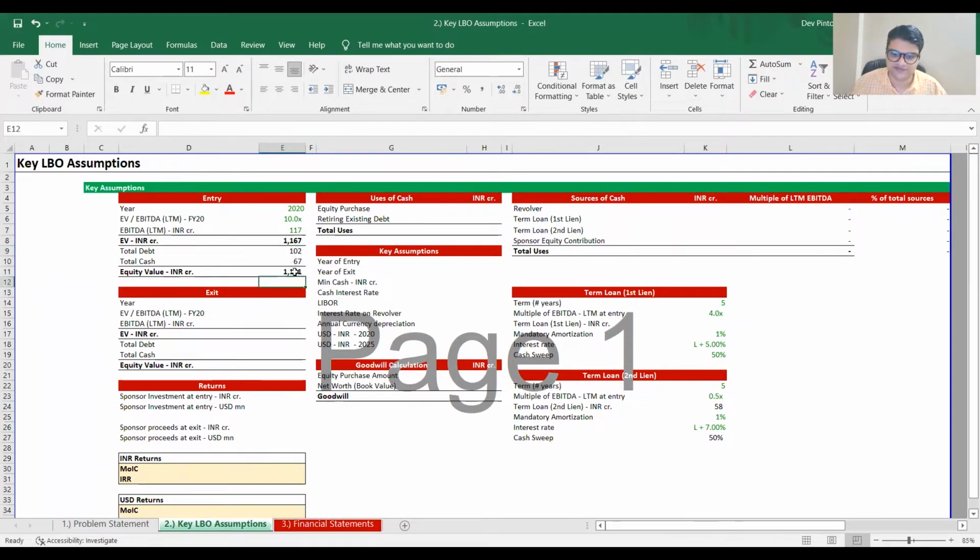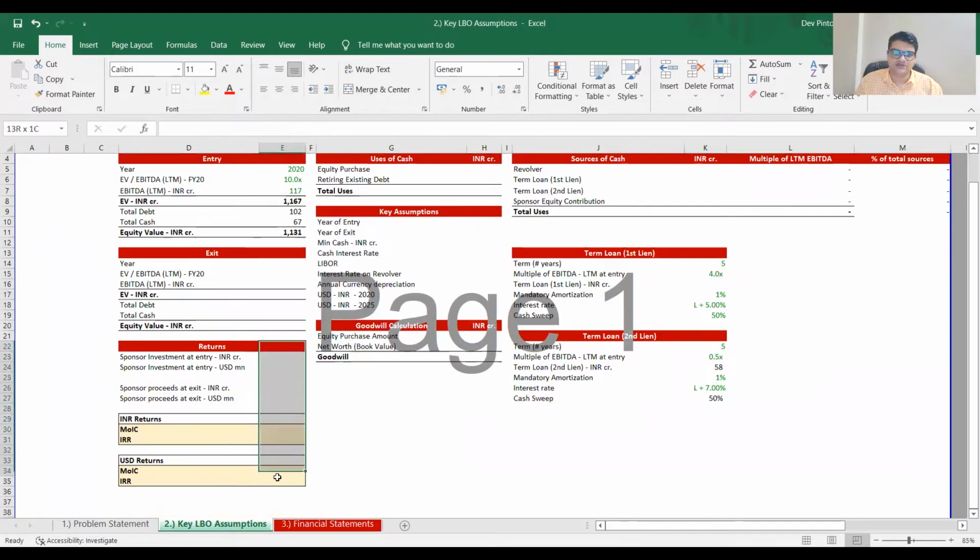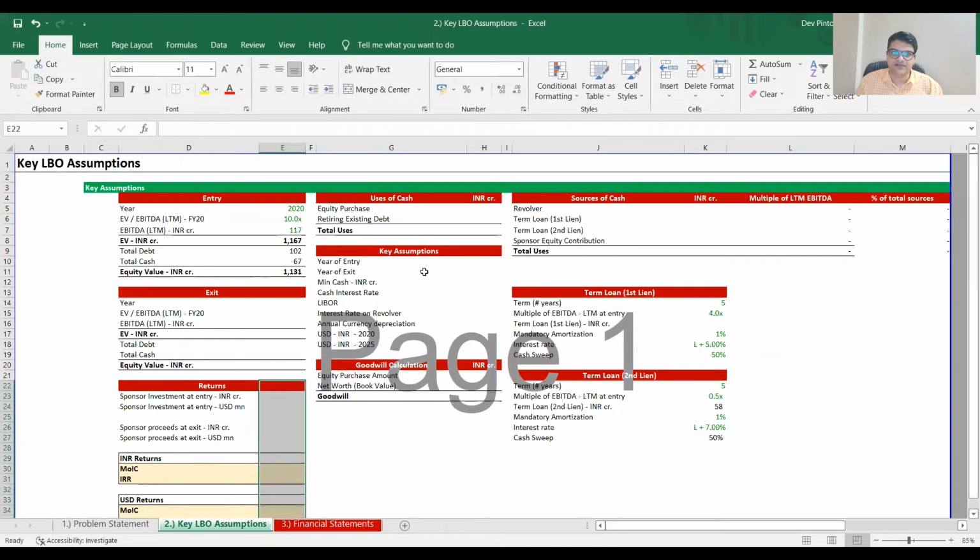Now, equity value will be enterprise value minus total debt plus cash, and this should be equal to 11600. Let's see if we've gotten that right. A plus B minus C should be 11600. That's correct. So now that we have this, exit, don't worry, we will figure this out once the model has been built. Returns also, don't worry. This will come again once the model has been built.